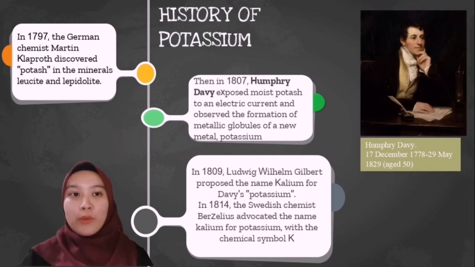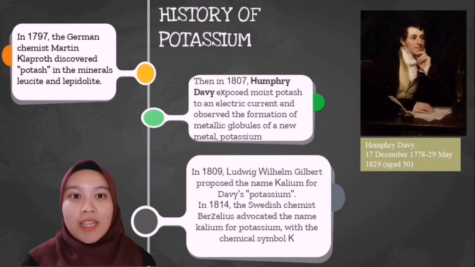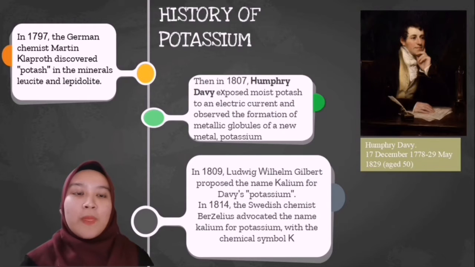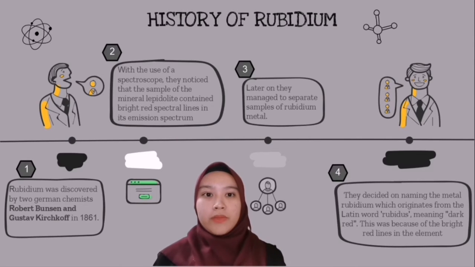Okay, next is potassium, which was also discovered by Humphry Davy. In 1797, the German chemist Martin Klaproth discovered potash in the minerals leucite and lepidolite. Then, in 1807, Humphry Davy exposed moist potash to an electric current and observed the formation of metallic globules of a new metal, potassium.